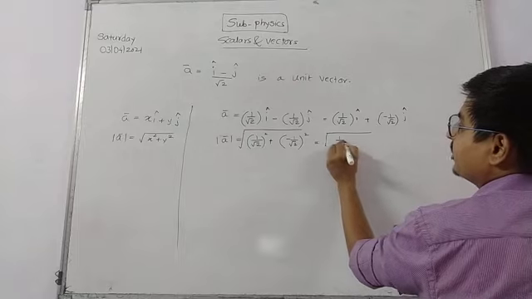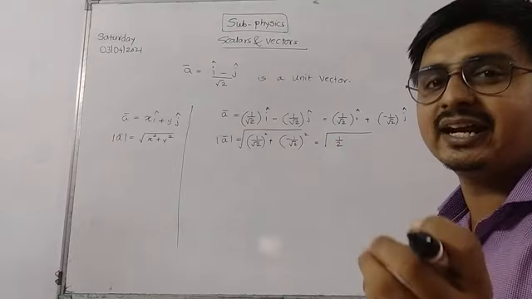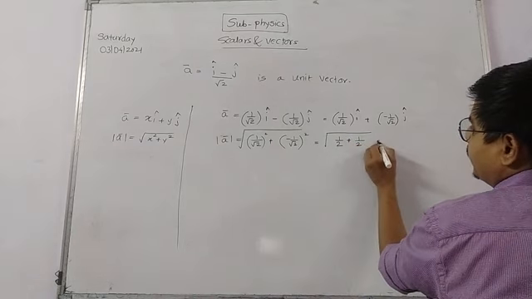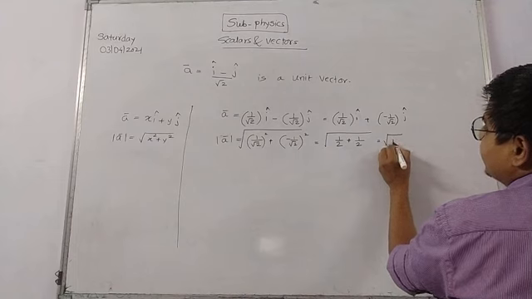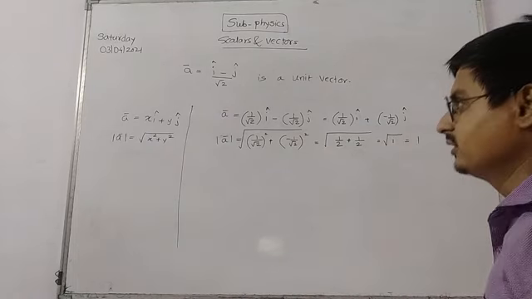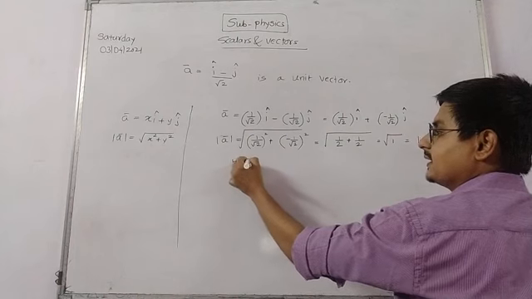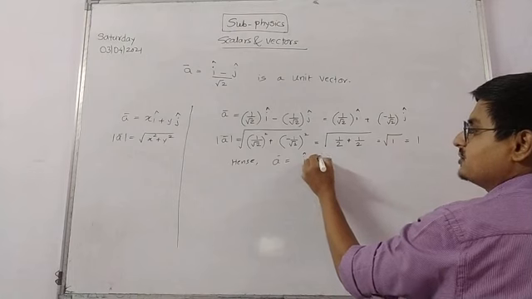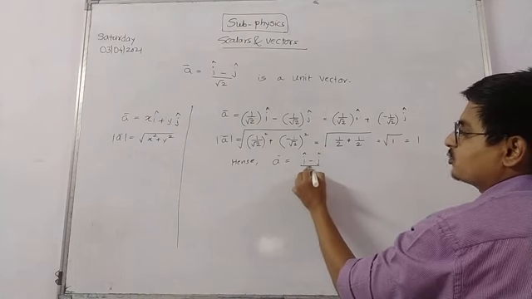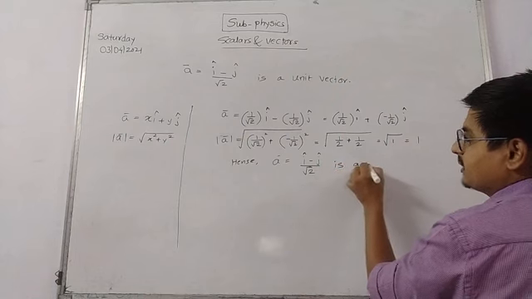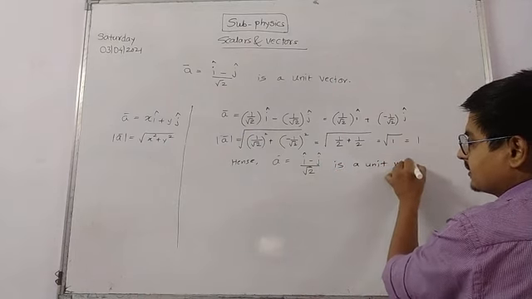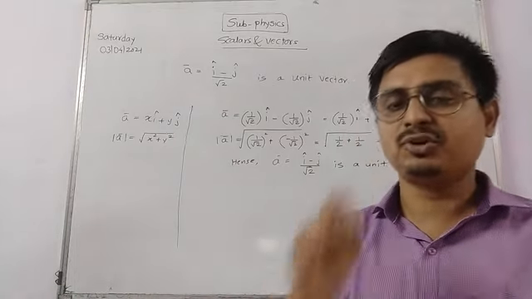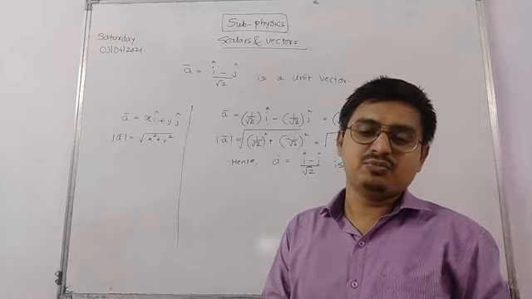The square will be 1 by 2. Even though it is negative, a negative square is positive, so I will write 1 upon 2. 1 upon 2 plus 1 upon 2 will become 2 by 2, that is 1. So the answer is 1. Hence we can say that A bar is (i minus j) divided by square root of 2 is a unit vector. So this is proved. Okay, that was the first problem of your exercise, page number 29.